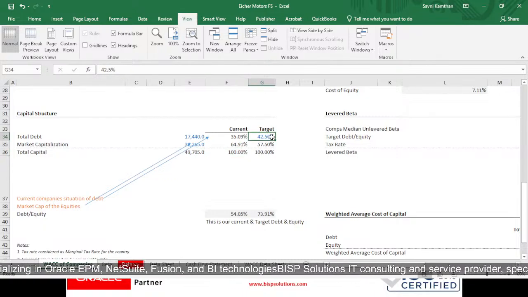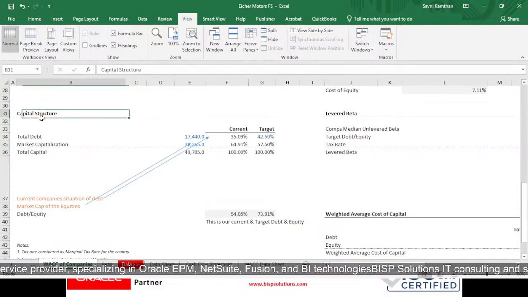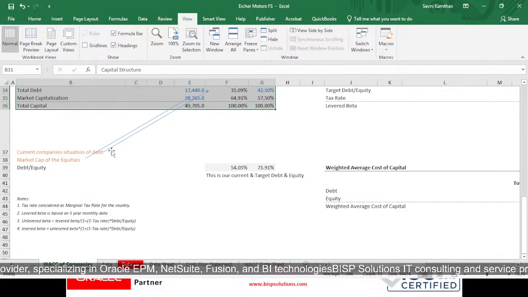So my target, I don't have this, but I have to calculate that. So I will be taking this target amount as hypothetical, which is 42.50%, and I will be deducting 42.50 from 100%. So I will be getting 57.50%. So this is what my capital structure is made of.